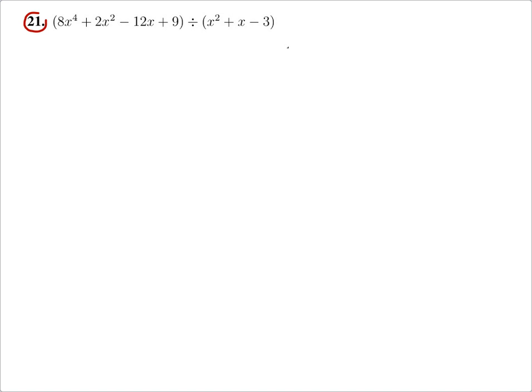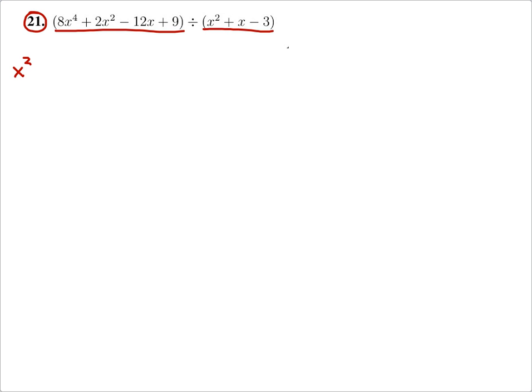This is exercise number 21. We have this polynomial division problem. We're meant to divide 8x to the fourth plus 2x squared minus 12x plus 9 by x squared plus x minus 3. Well, let's go ahead and get started.